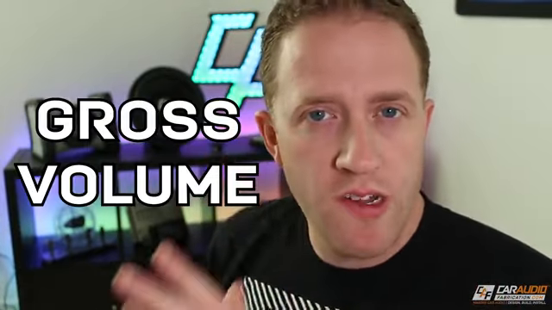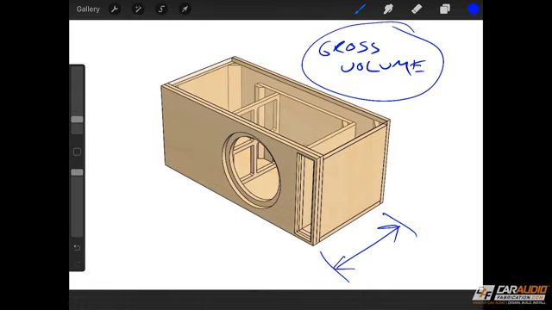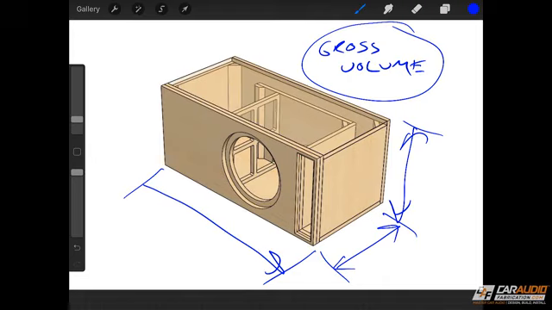So the first type of volume we're gonna talk about here is the gross volume. And I'm gonna be showing you guys what I'm talking about here on my iPad. So what gross volume means is if you take the depth multiplied by the height multiplied by the width of the total subwoofer enclosure, that's going to give you your gross volume.